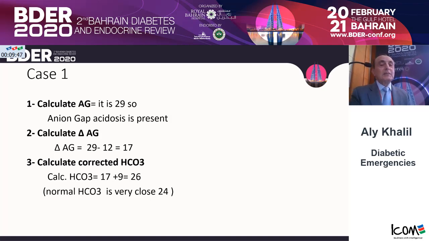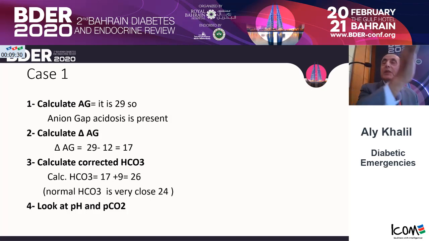So if you take this and calculate your 17 plus what you measured, which was 9, that is 26, and the normal bicarb is 24, so it's almost the same. So it's a pure metabolic acidosis. You know that the drop in the bicarbonate is the expected drop based on the amount of acid that was loaded in the system. I hope I'm not confusing you.